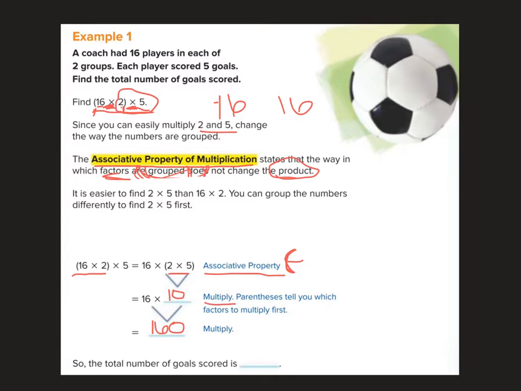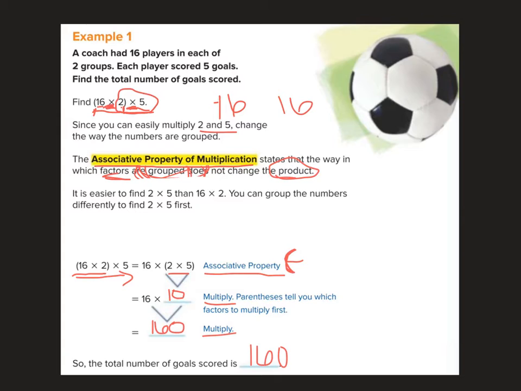Then I'm going to multiply. Parentheses tell you which factors to multiply first. Otherwise we would go left to right. If there were no parentheses, we would go left to right. Then we're going to multiply. Done. So the total number of goals scored is 160.